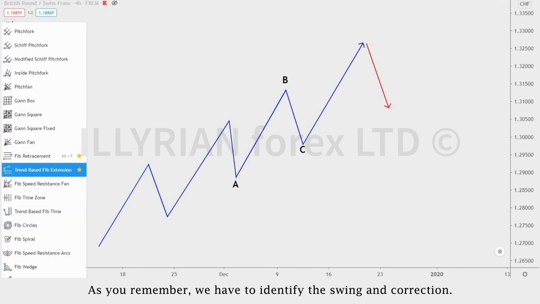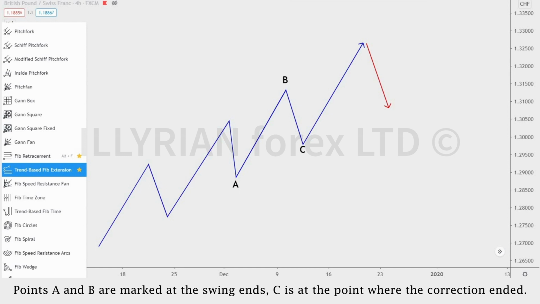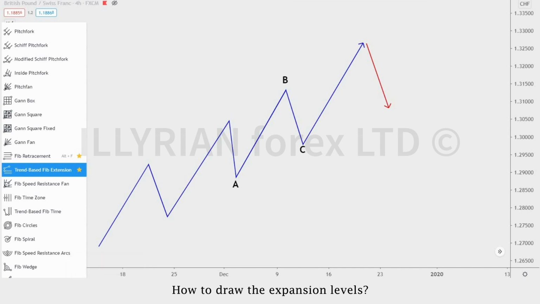As you remember, we have to identify the swing and correction. Points A and B are marked at the swing ends. C is at the point where the correction ended. How to draw the expansion levels?